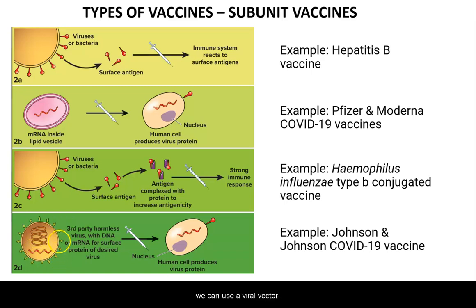Okay, and then finally, we can use a viral vector. So we take a third-party virus that doesn't cause any disease, and it's got a DNA or an mRNA inside of it. And this DNA or mRNA is going to code for the antigen. So we inject that virus, it infects our cells, our cells start making that mRNA or that DNA, and then it produces that antigen and displays the antigen on the cell surface, and our immune system responds to that antigen. Example here is the Johnson & Johnson COVID-19 vaccine.